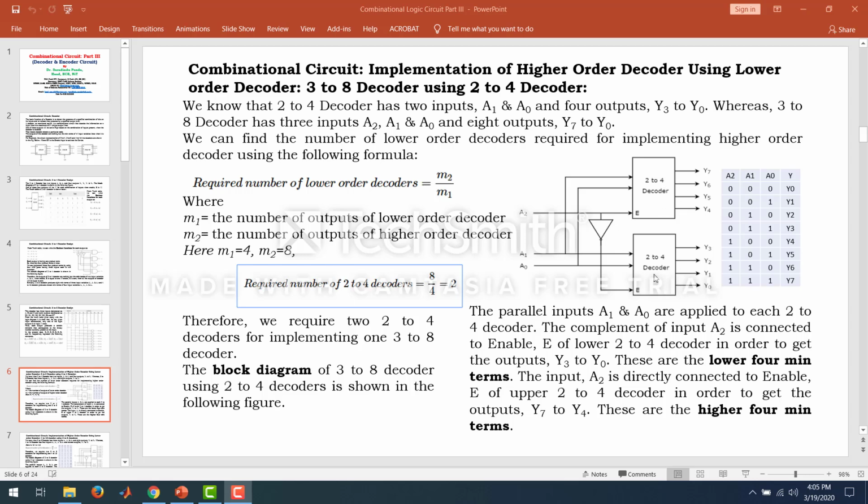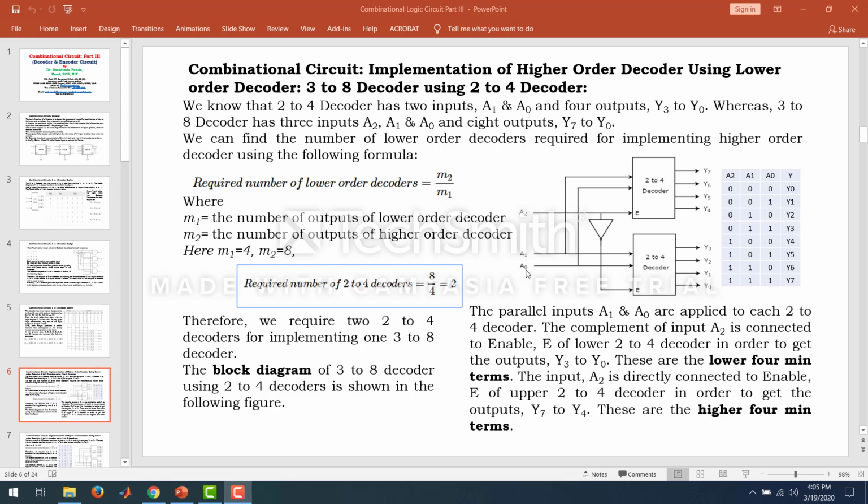Now the 2 to 4 decoder has two inputs A0 and A1, so the third input will be considered as the enable line. If A2 is connected to the enable, then we get the truth table for A2 equal to 0. This is the active high enable circuit of the 2 to 4 decoder. So if E is 1, the upper decoder will be on, and if E is 0, the lower decoder will be on due to this NOT gate. So if A2 is 0, the upper decoder will be deactivated and the lower decoder will be activated.